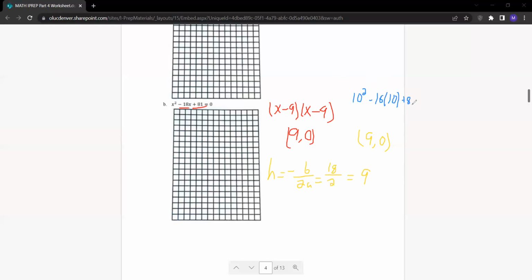plus 81. And when we solve for that, what do we get? So 10 squared is 100, minus 18 times 10 is 180, plus 81 is going to be 1. So now we have a point of 10, 1. And because of how parabolas work, we know that they're symmetrical. So we went 1 to the right of 9 and went up 1. We know that if we go 1 to the left, we'll also just go up by 1. So now we have 3 different points to graph. So let's go ahead and see what this looks like.